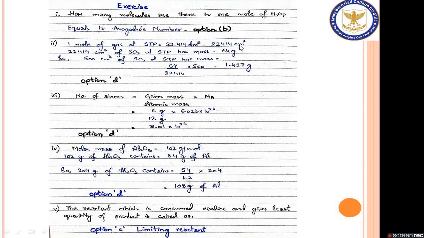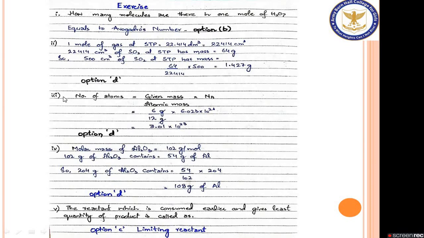So we will get 22,414 cubic centimeter. This 22414 cubic centimeter of sulfur dioxide at standard temperature pressure has a mass equivalent to 64 grams. This is the molar mass of sulfur dioxide. So if we have 500 cubic centimeter of sulfur dioxide, its mass will be 64 divided by 22414 multiplied by 500, which equals 1.427 grams. From all 4 options, we have this value in option D. So option D will be the correct option.